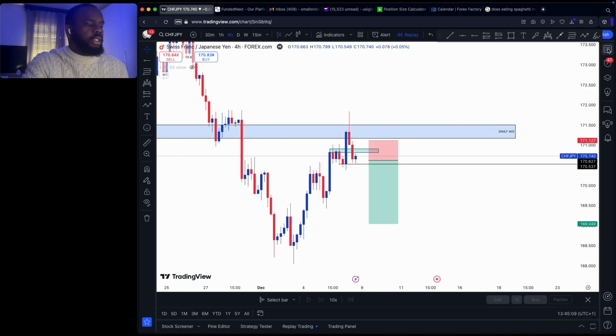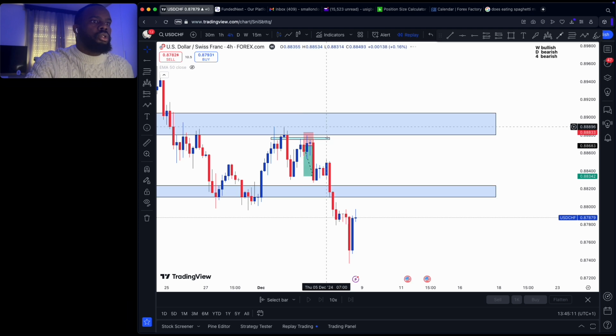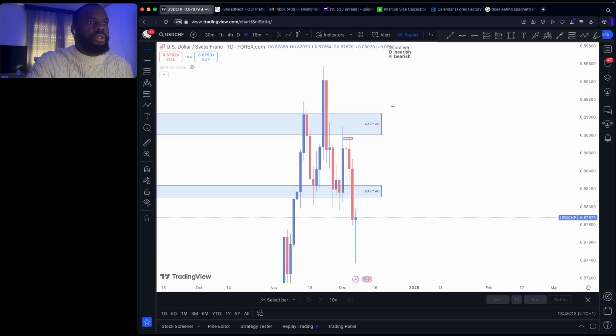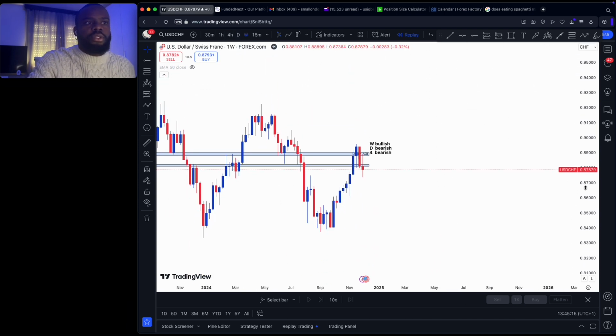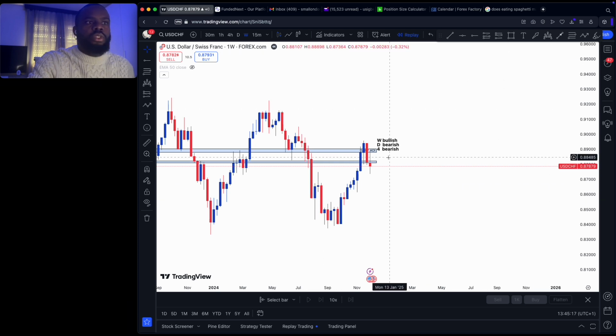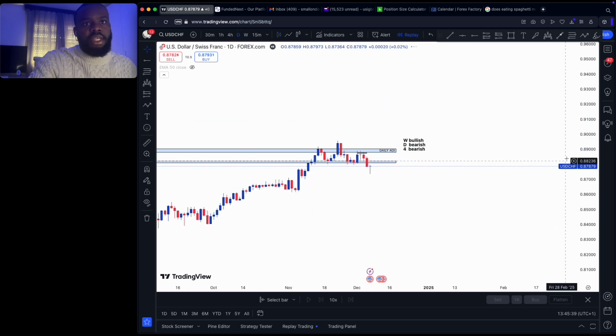So let's go to USDCHF, going to the weekly time frame. You can see the weekly has been so bullish. The weekly has been moving to the upside. Then as you can see, we had a weekly bearish engulfing candle, which is signifying that we could retrace back to this area of interest in order to continue moving to the upside.